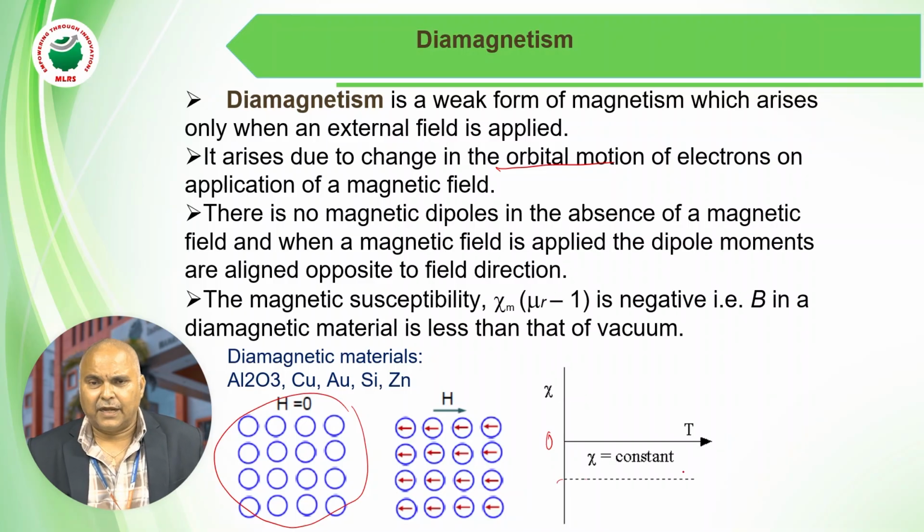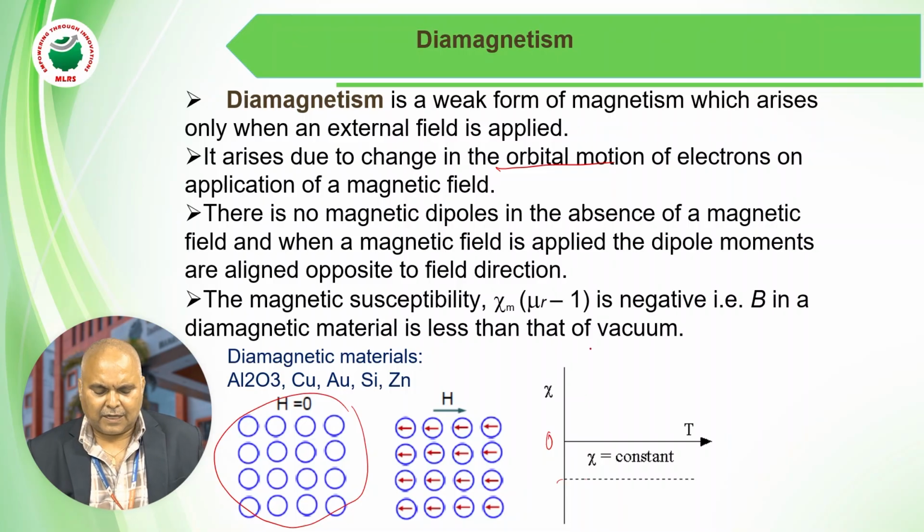You can see there is a negative value and it is constant. That means temperature independent. Up to a certain temperature, it will be temperature independent. That means a constant value. Okay, so this is the diamagnetic behavior, that is negative and small value.